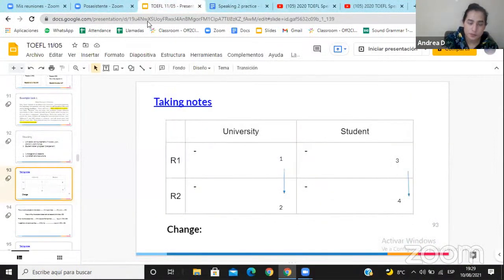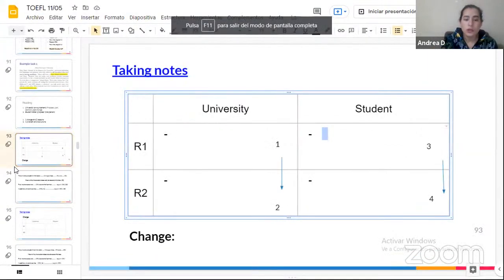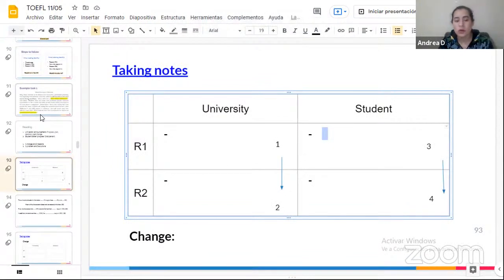Okay, so now, let's go back to the example. So let's discuss what the task was about. First of all, was the student in favor or against the change? He was against the change. Good, he was against. Now, can anybody tell me why?